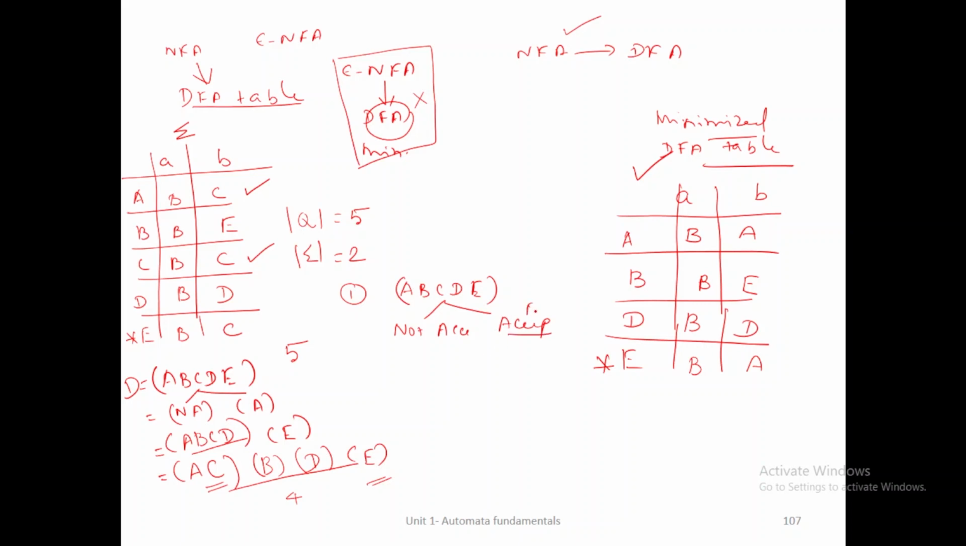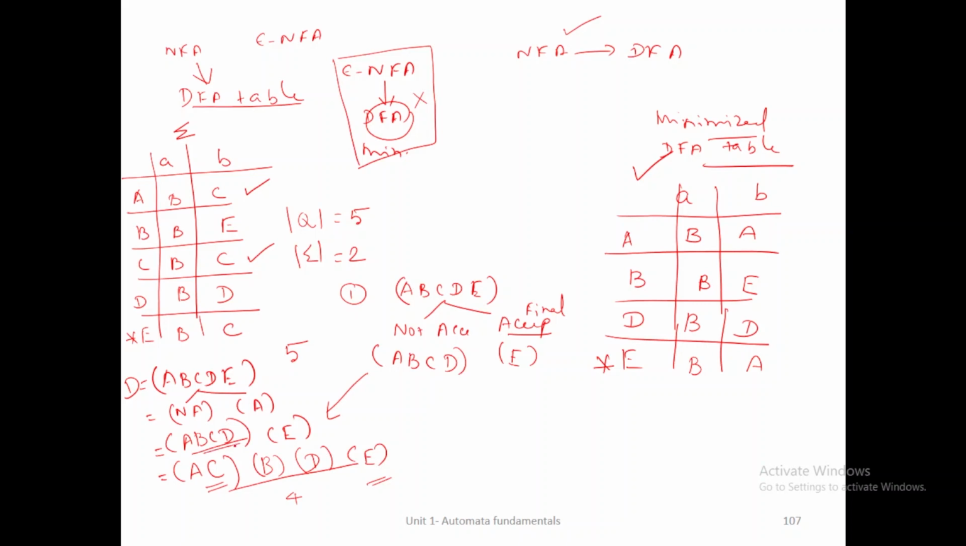Accepting means final state. So from the table, how many final states are there? If any table is given, we can find out the final state with the star mark. How many star marks are available? Only 1 star mark. What is that state name? It is E. Then what are the remaining states? A, B, C, D. So I write it separately. Okay, here the same thing is written here.